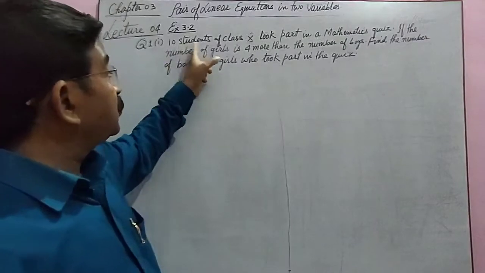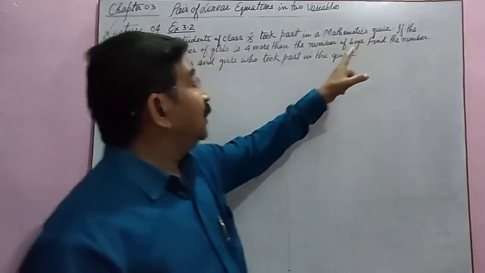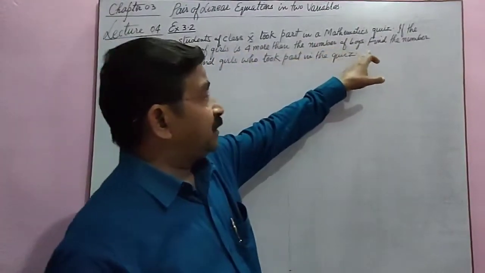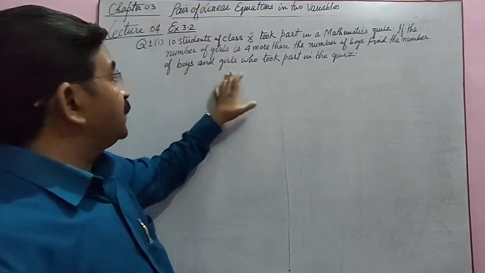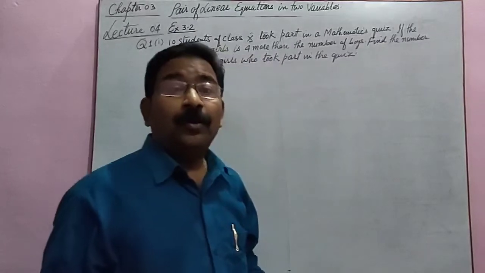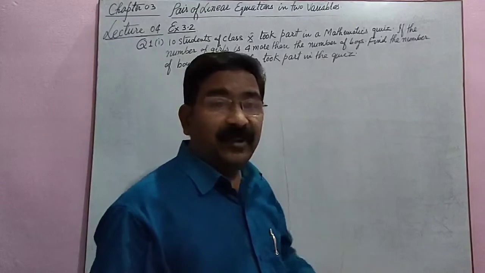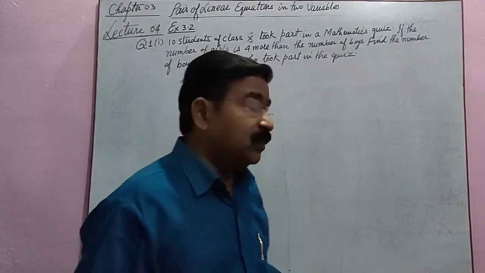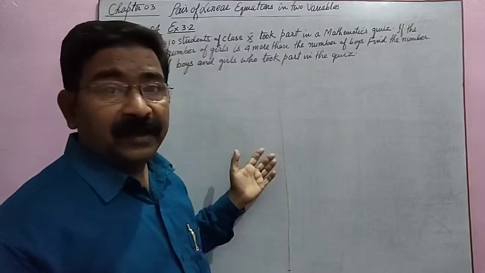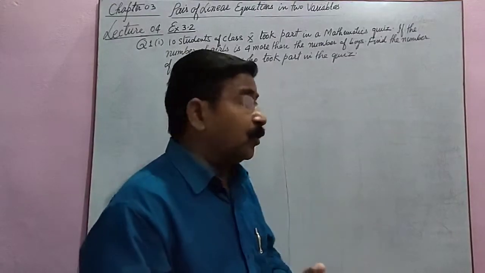The question is: 10 students of class 10th took part in a mathematics quiz. If the number of girls is 4 more than the number of boys, find the number of boys and girls who took part in the quiz. Means two kinds of personalities are boys and girls, and we use two variables for the equation. So we may assume the number of boys and number of girls as x and y. Anyone can be taken first, either girls or boys, no problem.